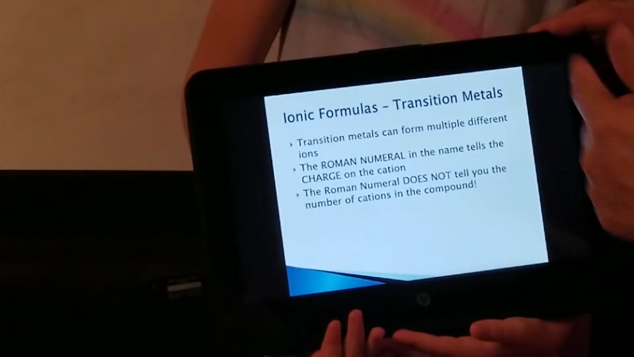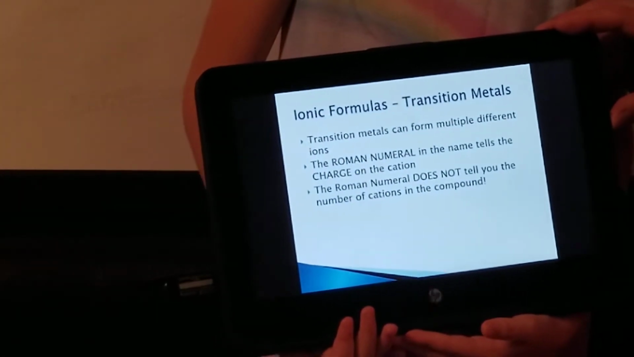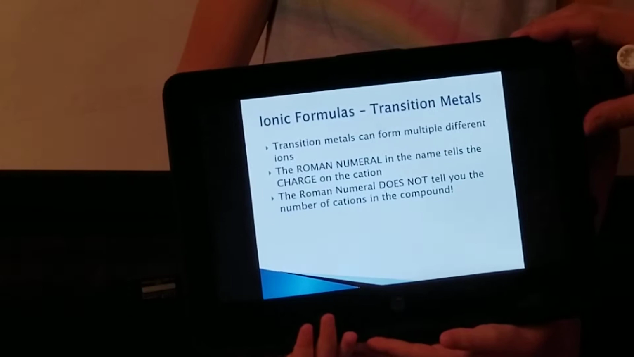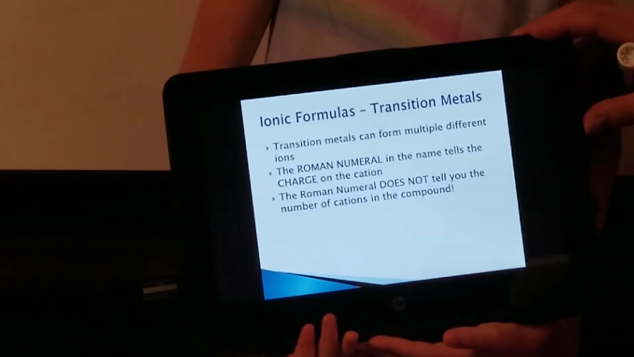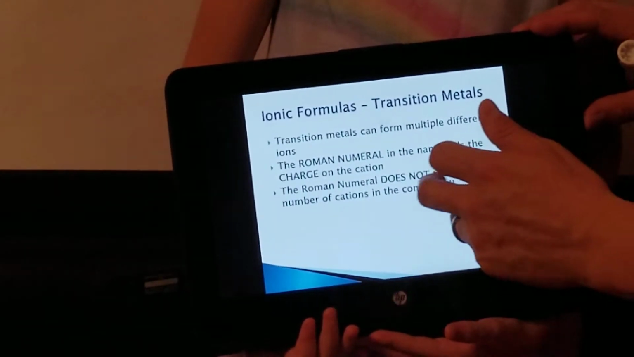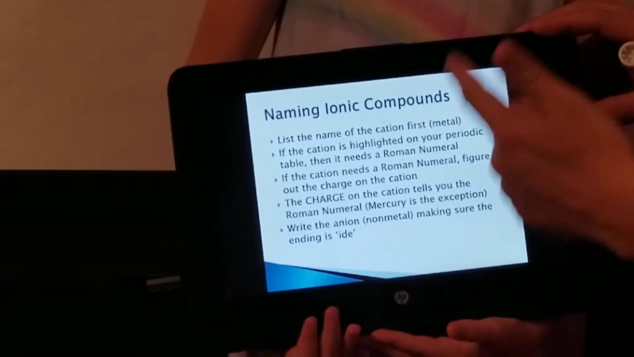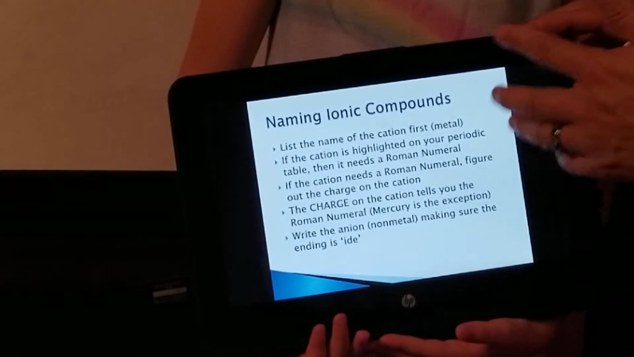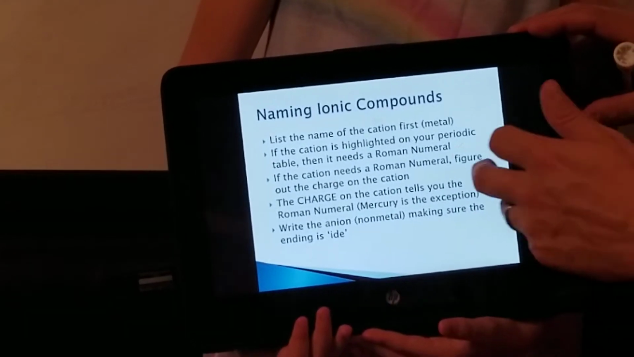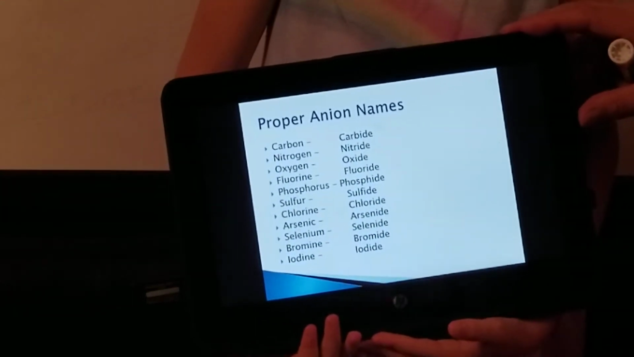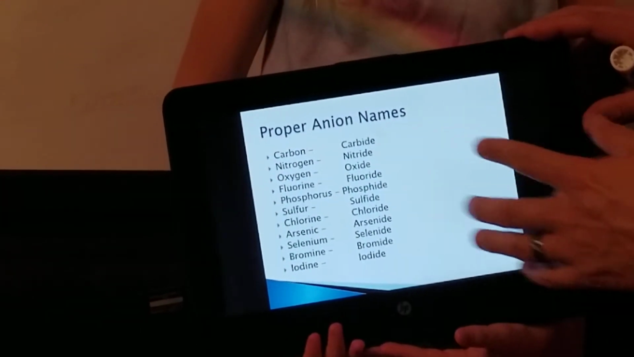We talked about the transition metals, how you need your Roman numerals. You have to be careful with that. You have to recognize when you need a Roman numeral when you're naming those compounds. I went through this yesterday, so you guys can read through this, and you can again watch that video that I put up before. And then I wanted to go through this one too, the proper anion names, because I see this sometimes.